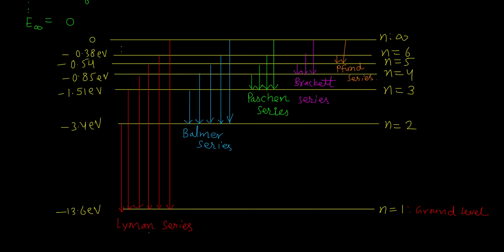So they have specific names. You should remember the Lyman series belongs to those transitions where the electron comes to n equal to 1 from any of the higher orbits. In the Balmer series, the electron comes to n equal to 2 from higher orbit levels, and in the Paschen series the electron comes to n equal to 3.